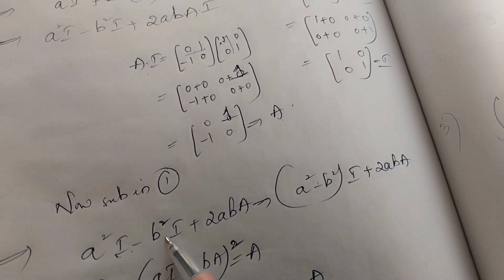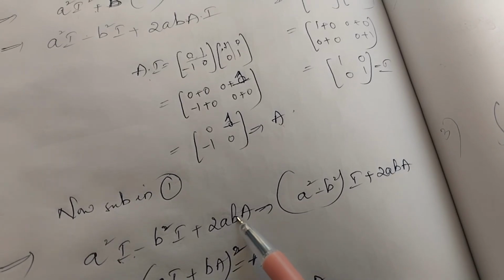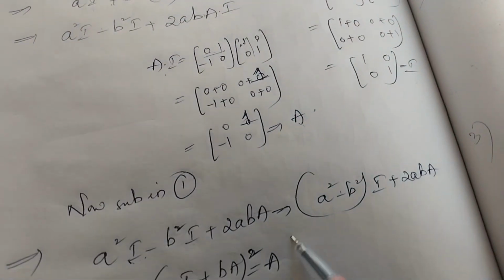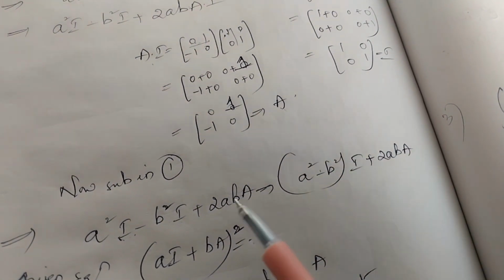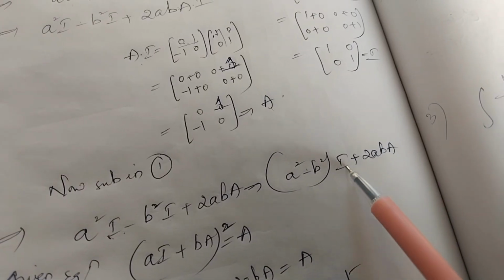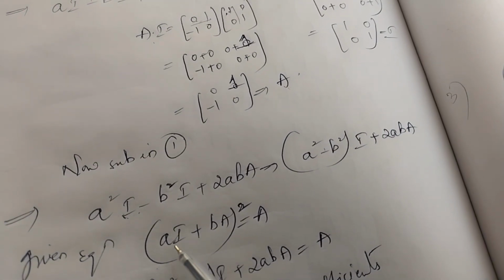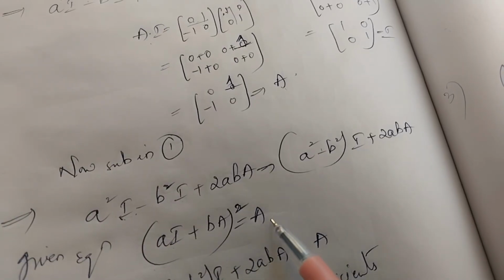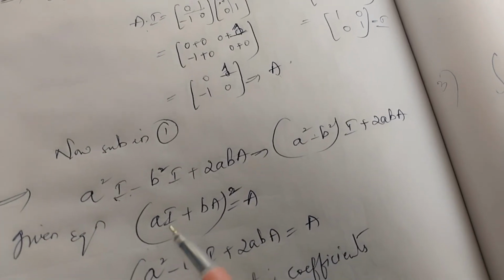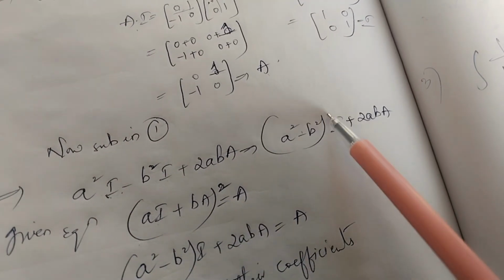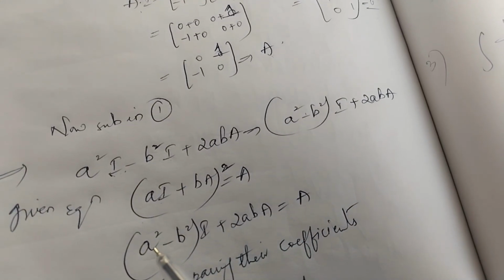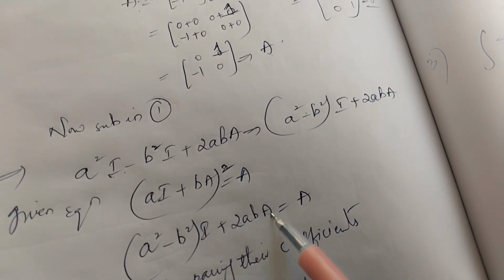So A square is minus I, B square is I, plus 2AB, and A into I becomes A only. Then we take I common here, and we get (A square minus B square) I plus 2AB A. From the given question, it is given in the problem that (A + B) whole square is equal to A. So after solving (A + B) whole square, we have got this. Substitute over here, then we get (A square minus B square) I plus 2AB A equals A.